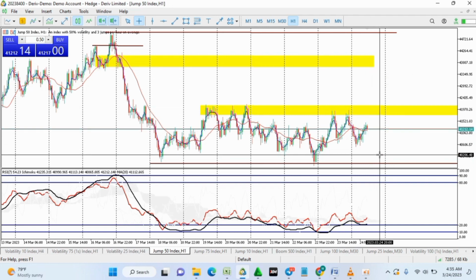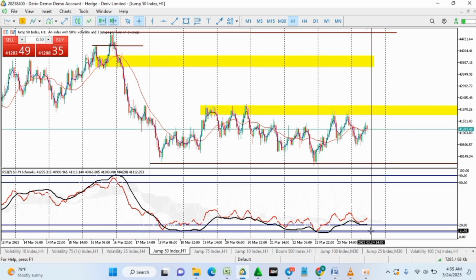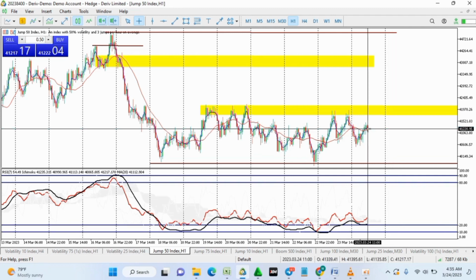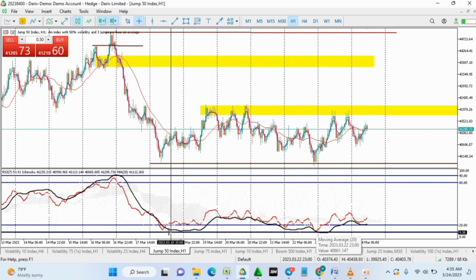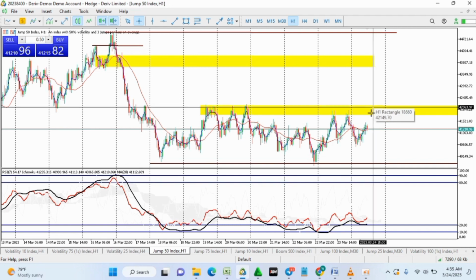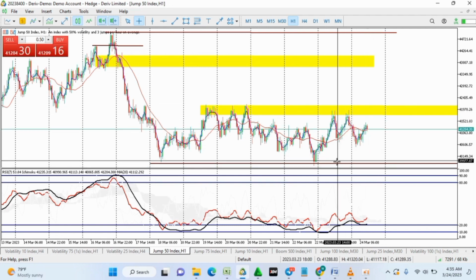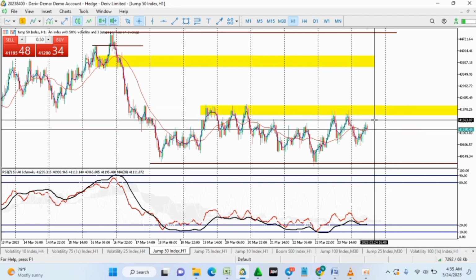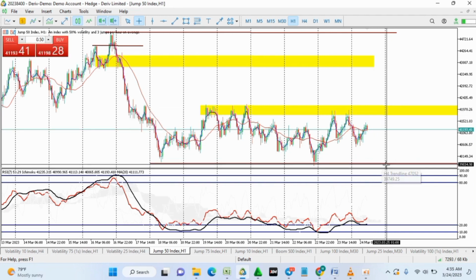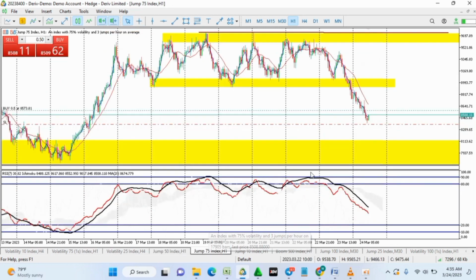What you can do, you can be looking for buys once price touches level 10 here, and the two lines touch level 10 here, just like here, right? And what happened here? As price reaches here at the support level, you can be selling here. But for this, I would advise you continue looking for buys more than sellers. Alright, then we go to Jump 75.